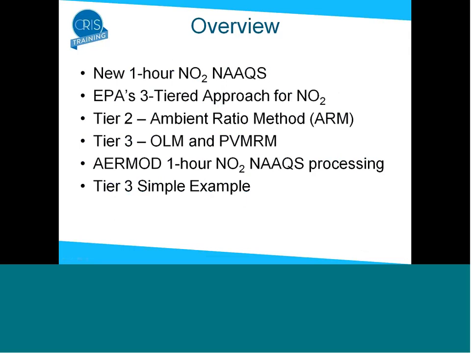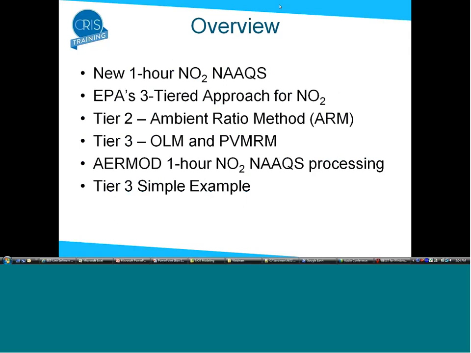Talk a little bit about EPA's ambient ratio method, the ARM, and then what's called Tier 3, the ozone limiting method and plume volume molar ratio method. Then a little discussion about some new things that AERMOD can do for you as far as being able to process for the 1-hour NO2 max, and then a couple of simple examples.